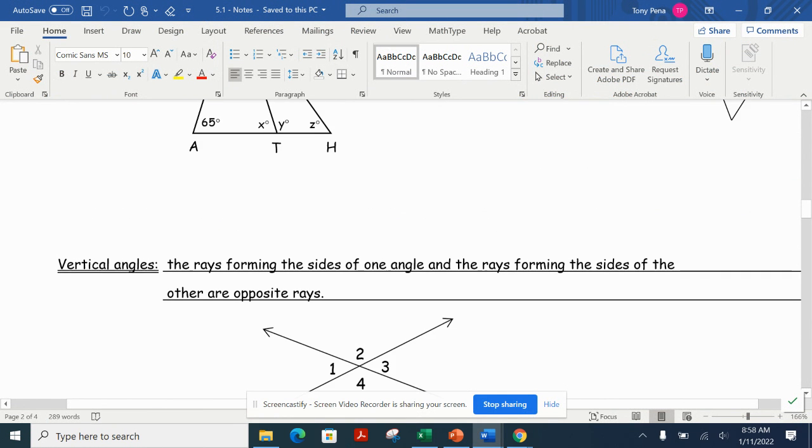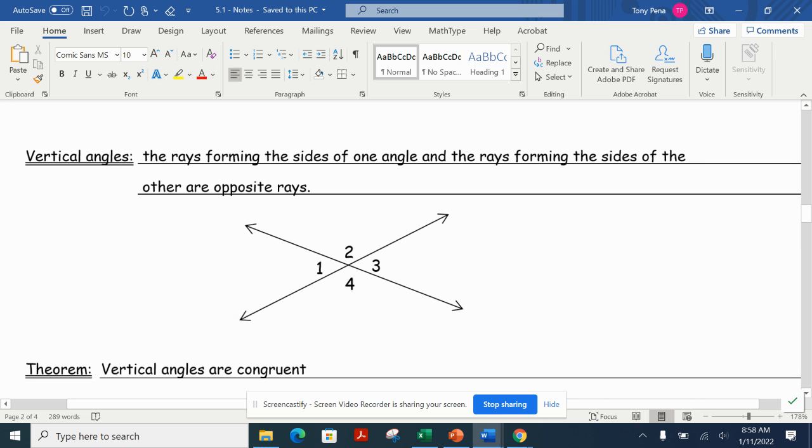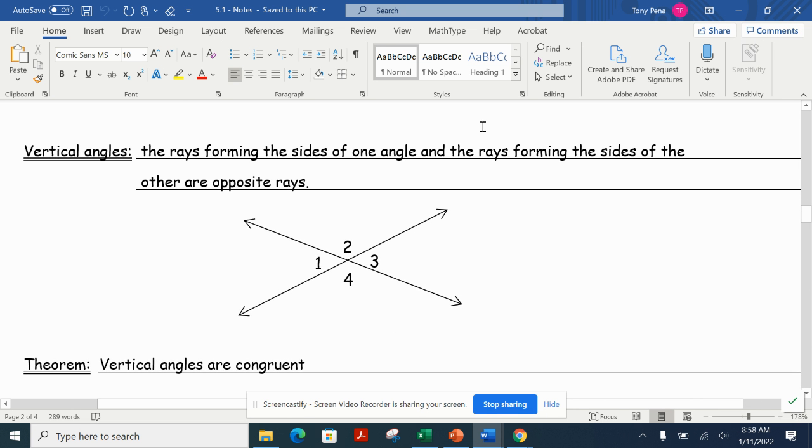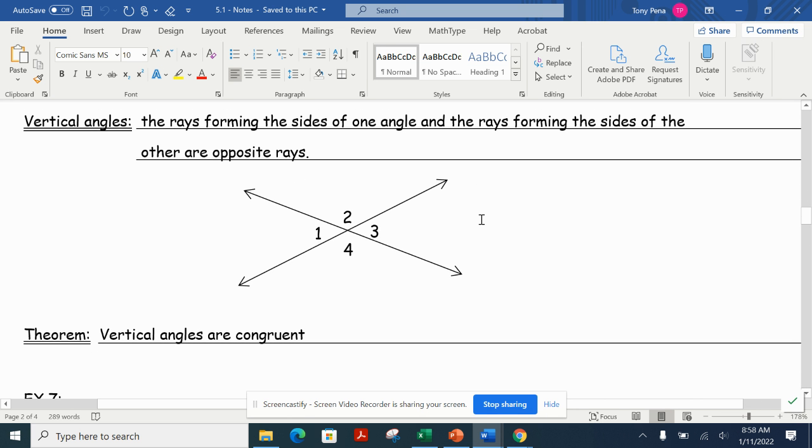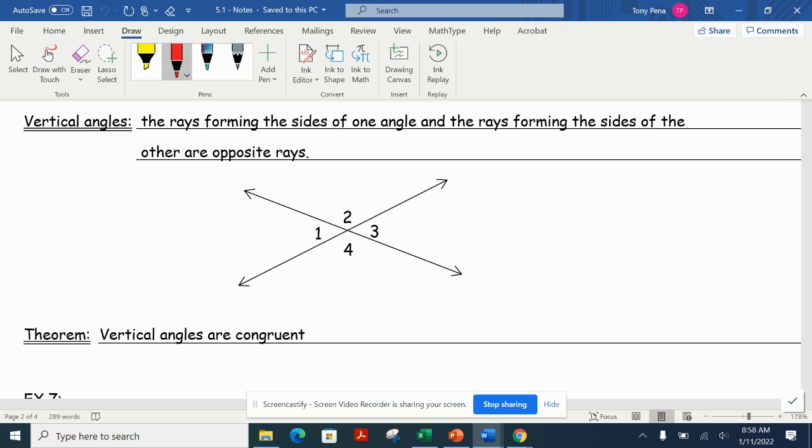So the first thing you're going to see here is the definition of what vertical angles are. Even within this, we have some definitions that you need to recall, that hopefully you were introduced to last year. The first one is the idea of a ray. Does that sound familiar to you? Do you do that now in Math 1?